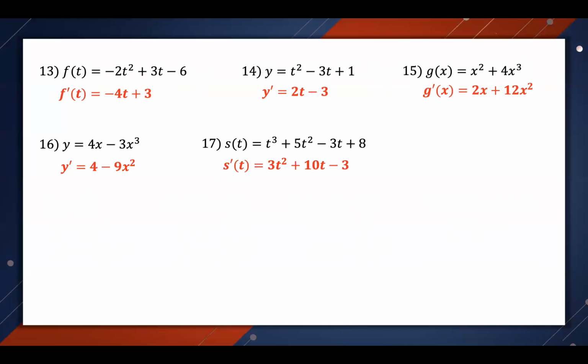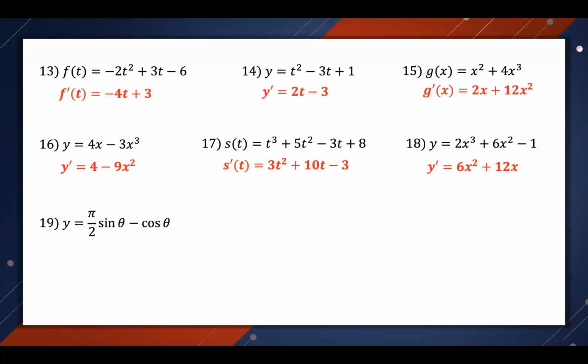Number 17 is the same, just changing the variable to s of t, and we will get s prime of t equal to 3 times t squared plus 10t minus 3. And number 18 is y equals 2x cubed plus 6 times x squared minus 1. So y prime equals 6 times x squared plus 12x.